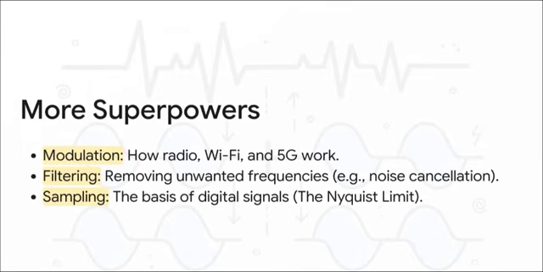And that's just scratching the surface. There's modulation. That's literally how radio, Wi-Fi, and 5G all work. You're just shifting a signal's frequencies up or down. There's filtering. Your noise-canceling headphones are using Fourier Analysis in real time to find the frequencies of the background noise and subtract them out. And maybe most important of all, there's sampling. The very foundation of all digital technology, from music to photos, is based on knowing exactly how fast to sample a signal to capture it perfectly. That all comes from Fourier.